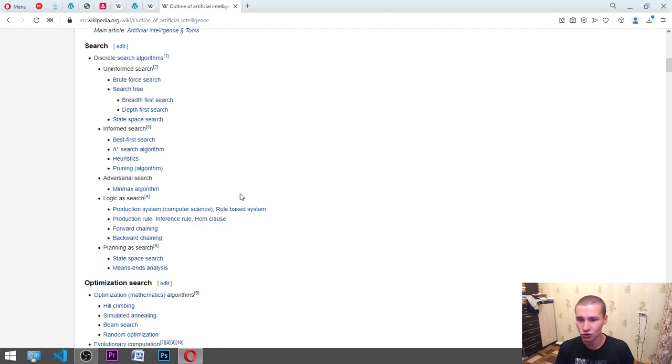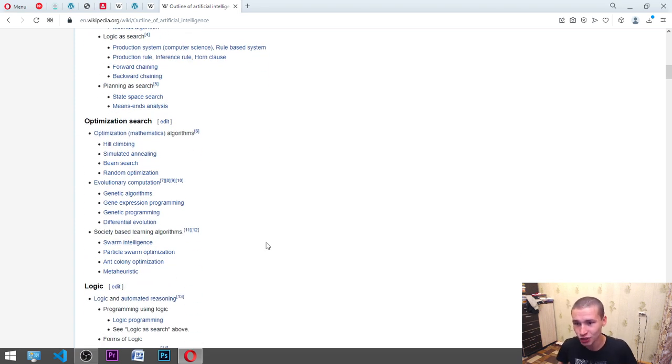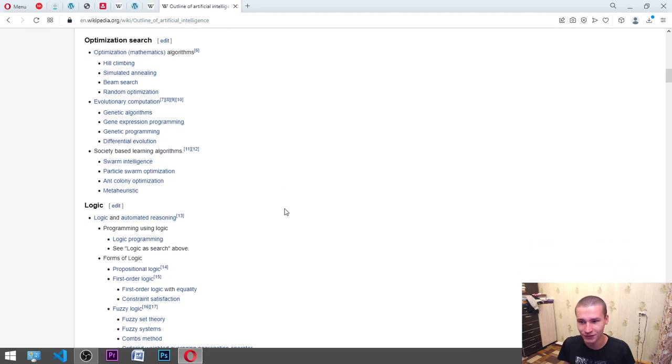rule-based system, production rule, inference rule, Horn clause, forward chaining, backward chaining, planning as search, state space search, means-ends analysis. Optimization search. Optimization, mathematics algorithms, hill climbing, simulated annealing, beam search, random optimization, evolutionary computation, genetic algorithms, gene expression programming, genetic programming, differential evolution, society-based learning algorithms, swarm intelligence, particle swarm optimization, ant colony optimization, metaheuristic.